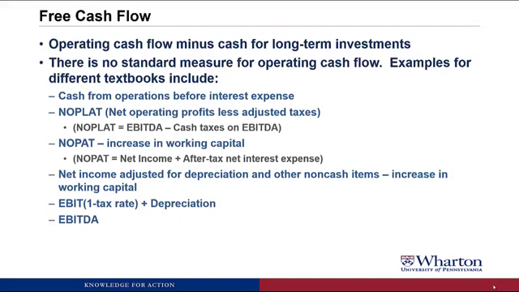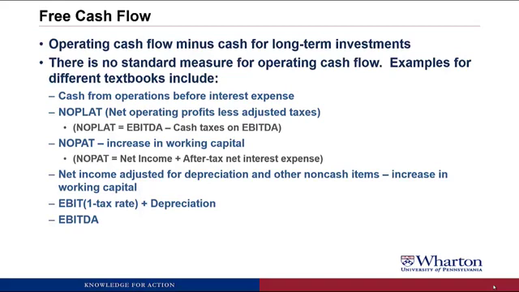One book defines it as cash from operations before interest expense, so using the FASB number and then adjusting for interest expense. Another defines it as NOPLAT, which is net operating profits less adjusted taxes, which would be EBITDA minus cash taxes on EBITDA, which is not a good measure of cash flow because it doesn't measure cash. Without changes in working capital, you won't get a measure of cash. The next one, NOPAT minus increases in working capital, is a better measure.